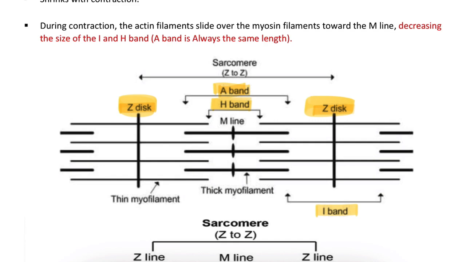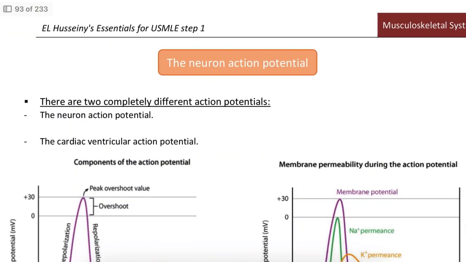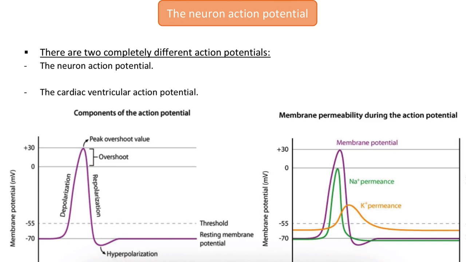Next we are going to see a very important and somewhat hard topic, the neuron action potential. What is an action potential? The action potential is a rapid, temporary change in the electrical potential across the membrane of excitable cells like neurons and muscles. It is the fundamental mechanism for nerve impulse transmission and muscle contraction. It is driven by ion movements across the membrane, especially sodium and potassium.